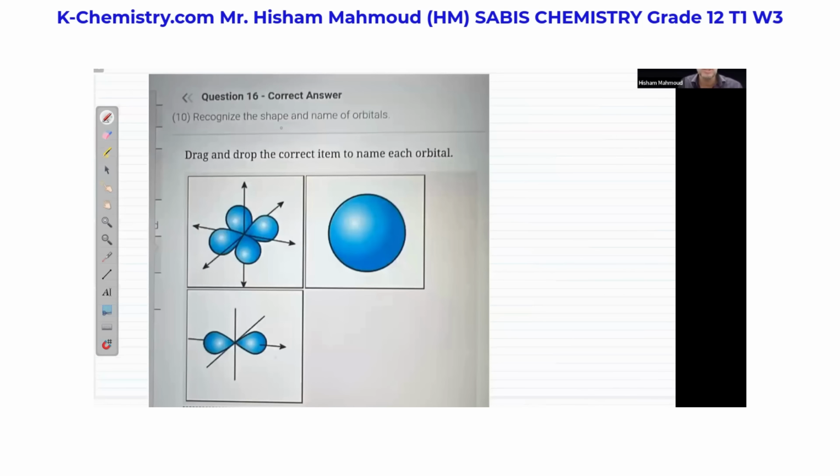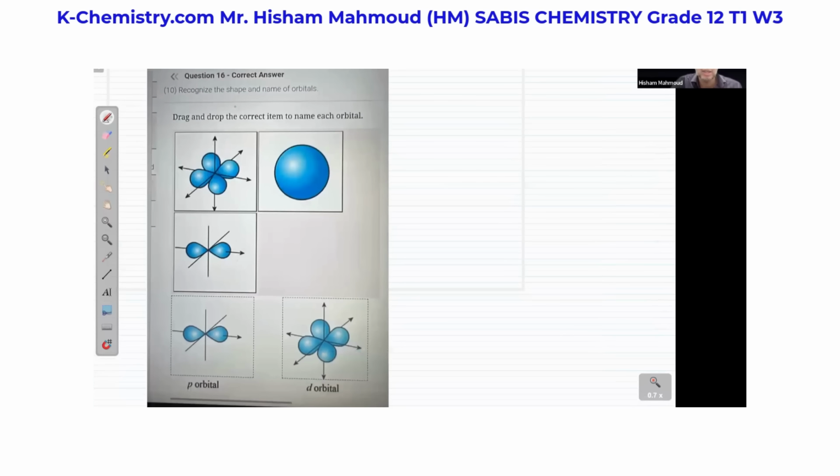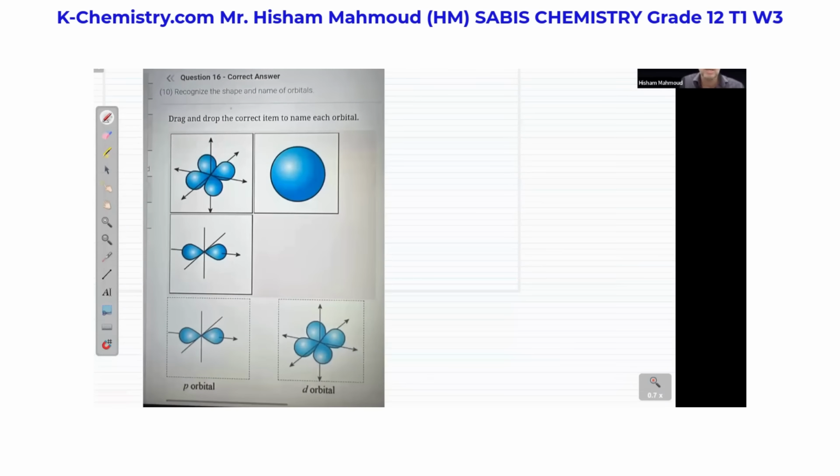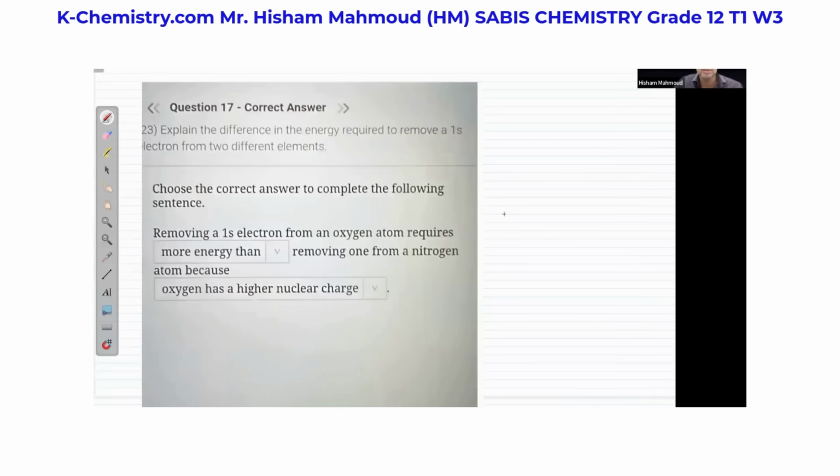The next question, number 16: drag and drop the correct item to name each orbital. You know that the s orbital looks like that, spherical, and the p orbital is dumbbell shaped. And this year they have decided to add the shape of the d orbital as well. So this is the d, that's the s, and that's the p.